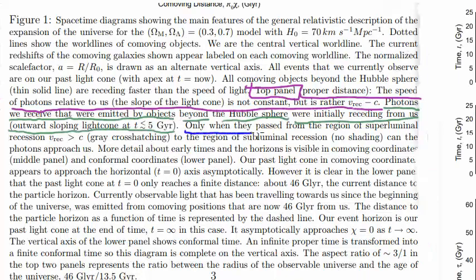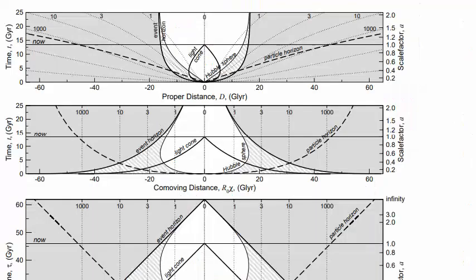Next sentence says, only when they passed from the region of superluminal recession, gray crosshatching, to the region of subluminal recession, no shading, can the photons approach us? Okay, so that is somewhere in here. The gray crosshatching. So the area of the gray crosshatching is superluminal recession. And in this region is subluminal recession.